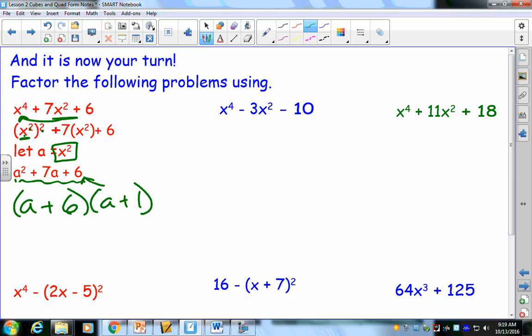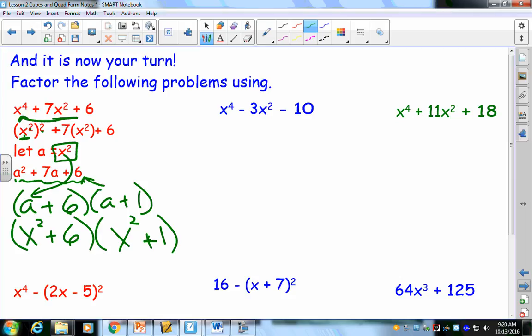All right, and I'm going to replace the x squared back in place of the a. So I've got x squared plus 6, x squared plus 1. And of course, we can go through and multiply it back out to check. And I can't factor anything further. All right, so as long as it's 3 terms and the middle term is half of the first term in terms of exponents, I can use the same quadratic techniques, okay?